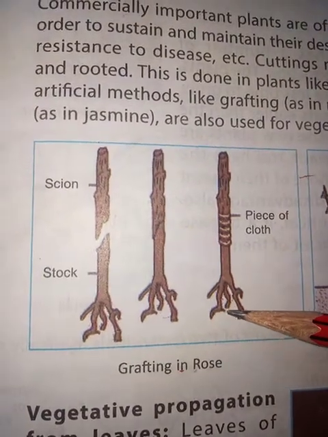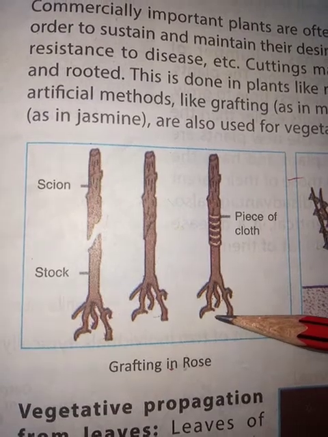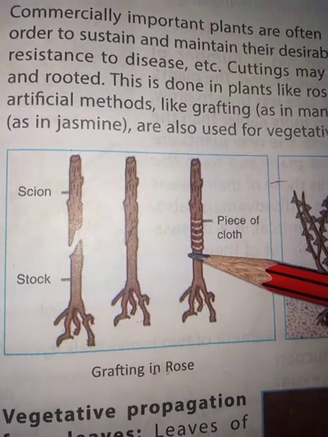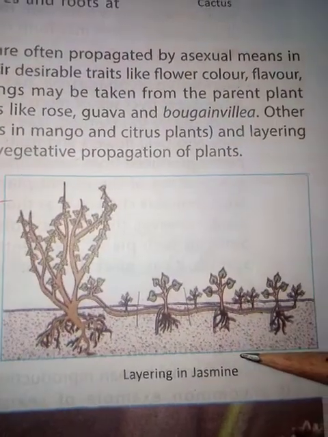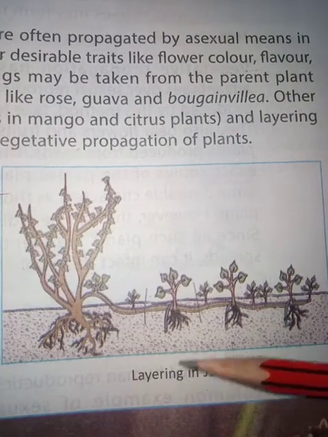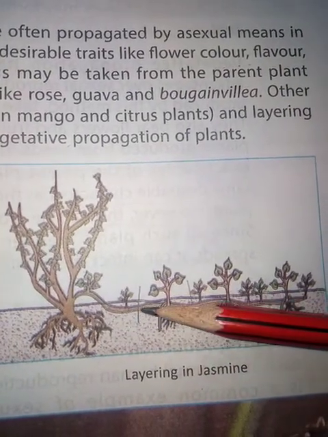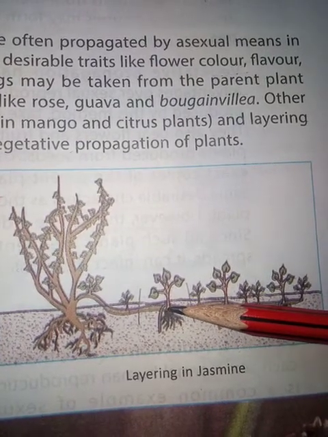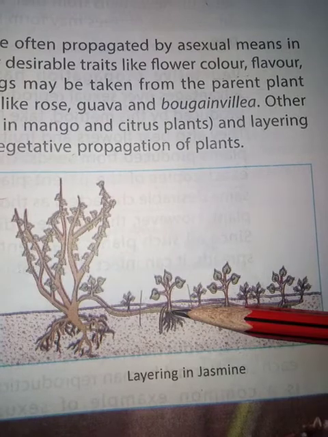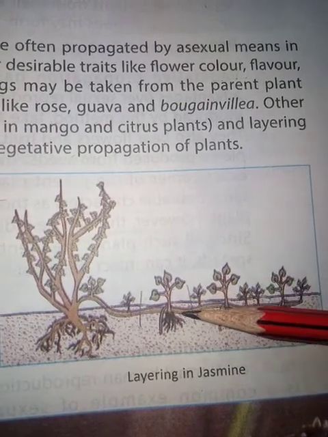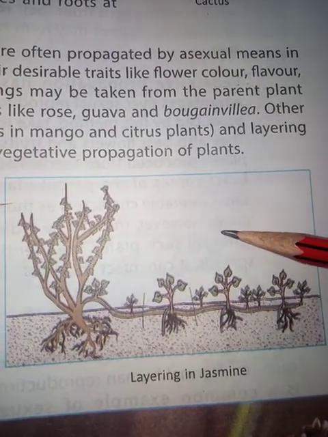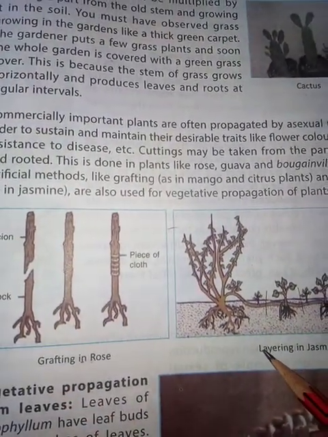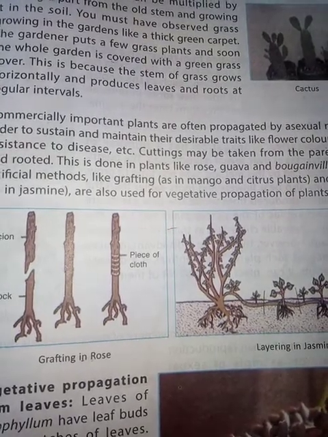This is how grafting is done in rose, guava and bougainvillea, and in this way from the stem new plant can be reproduced. Then jasmine is an example of layering. In layering we submerge the stem under the soil, and in the soil from the nodes new plant and roots arise, and then we cut it and separate the plant and grow at some other place. So this layering and grafting are two artificial methods of vegetative propagation from stem.